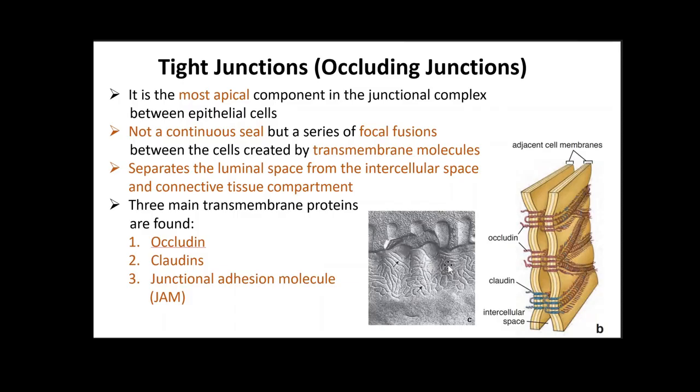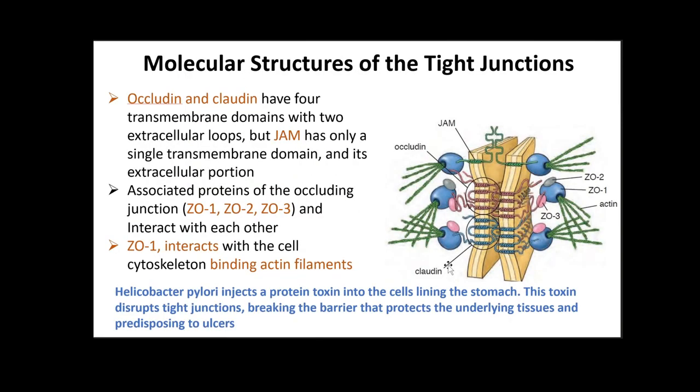The main transmembrane proteins making these tight junctions are the occludins and the junction adhesion molecule, or JAM. We'll talk about those next slide. So this is the molecular structure of the tight junction.